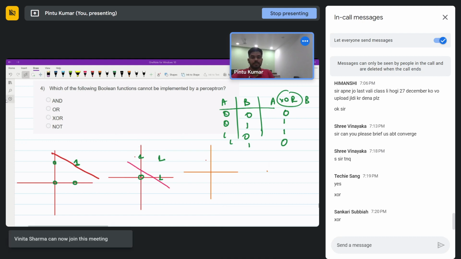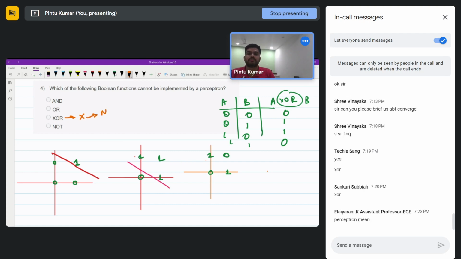I'll admit. Okay, so now if we write this thing, this is 0, 0 is 0, this is 1, this is 1, and this is again 0. Now, no matter what line you choose, you can't separate these 1s and 0s via some linear plane or a line. That's why XOR can't be implemented via a perceptron. Okay, so this is what motivated people to go for multi-layer perceptron.